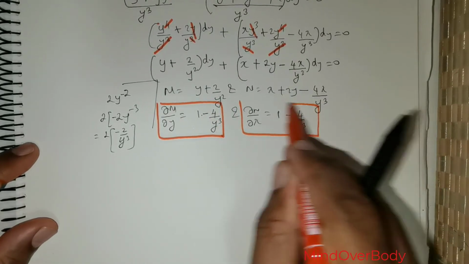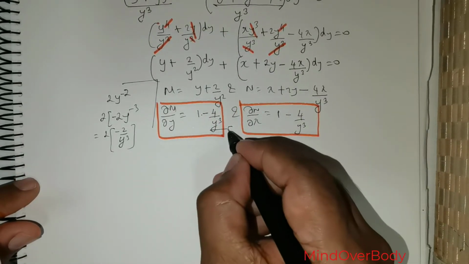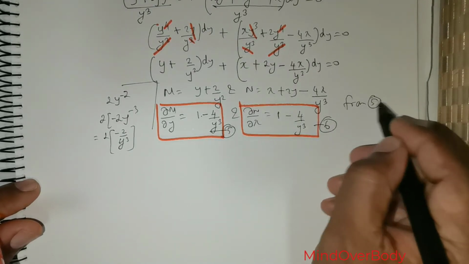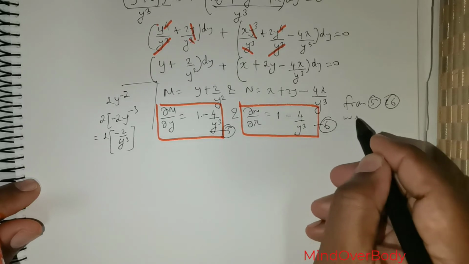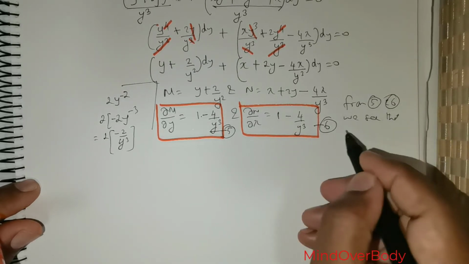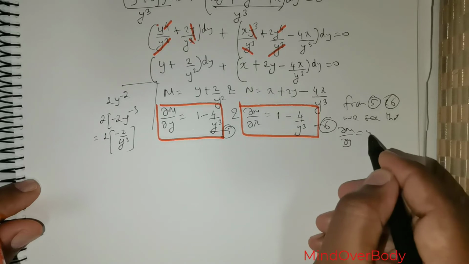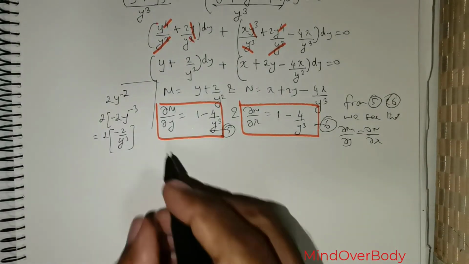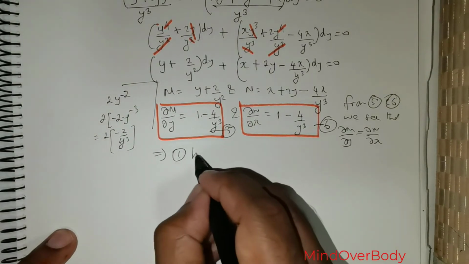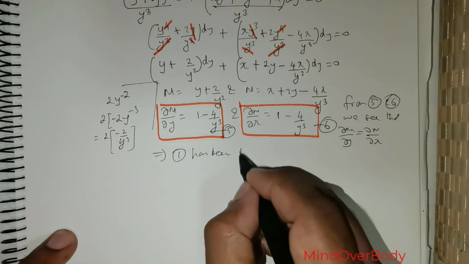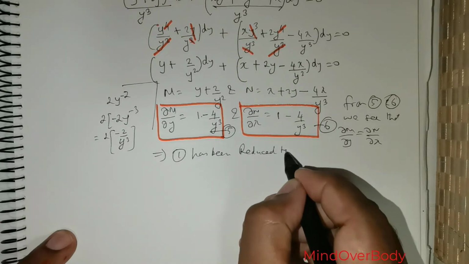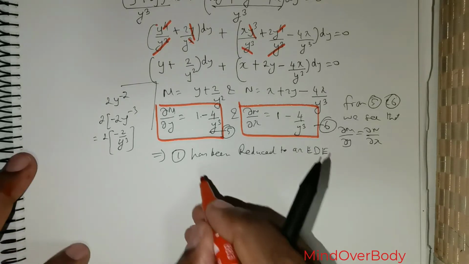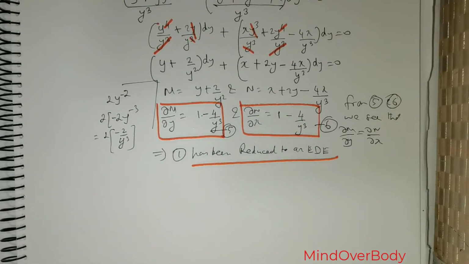So clearly, from 5 and 6, we see that ∂M/∂y is equal to ∂N/∂x. So that means 1 has been reduced to an exact differential equation. So we have achieved that.